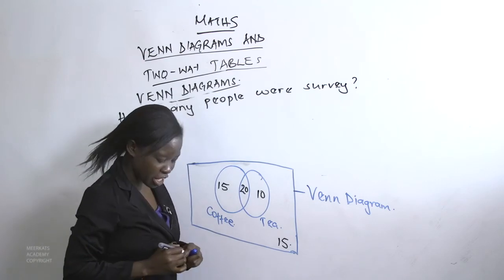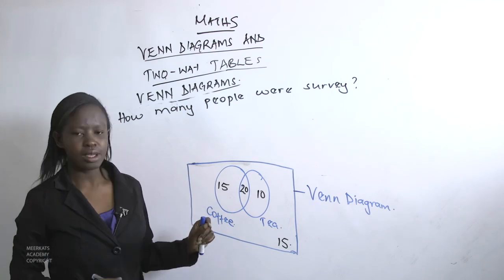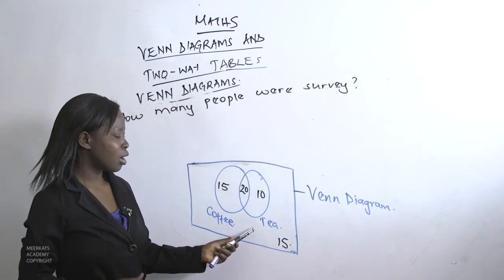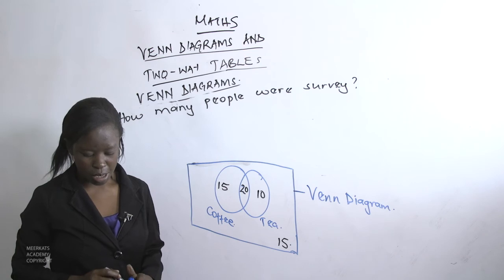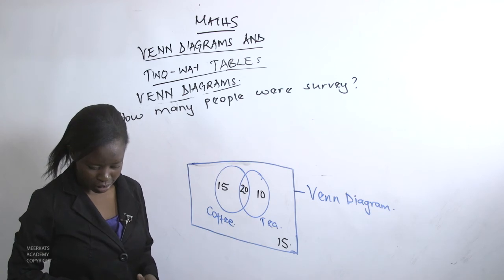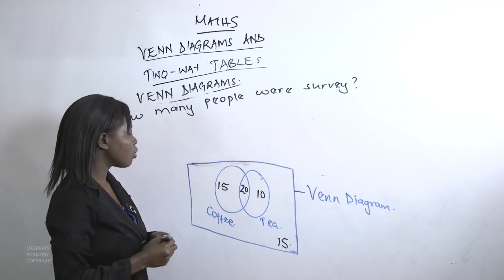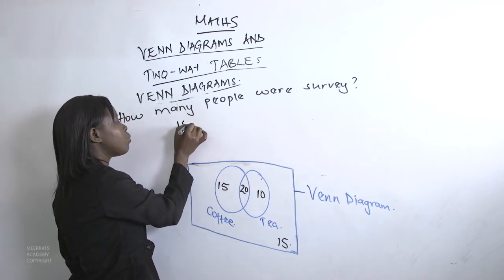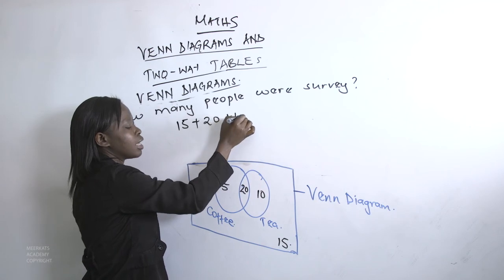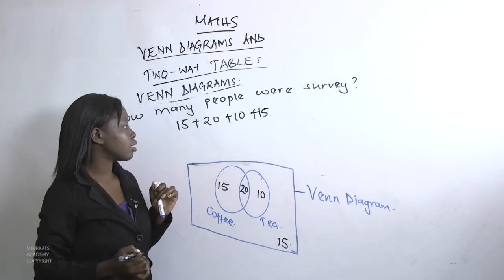The first question is, we need to find out how many people were surveyed in this given survey activity. From our Venn diagram, to get the number of people who were surveyed, we simply get the total. We have the people who like coffee, those who like both coffee and tea, those who like tea, and those who do not like coffee and at the same time do not like tea.